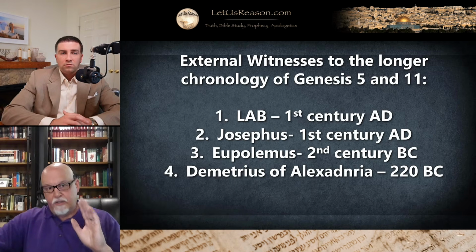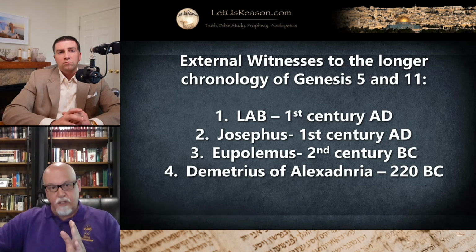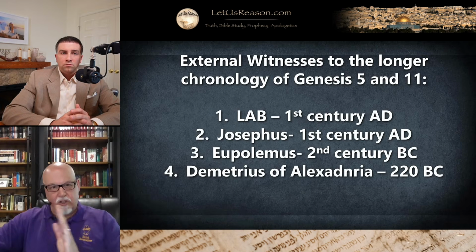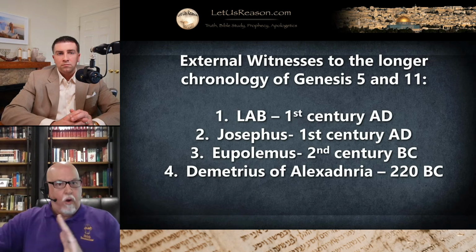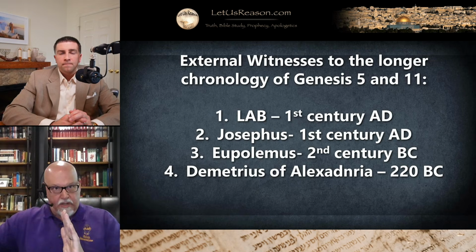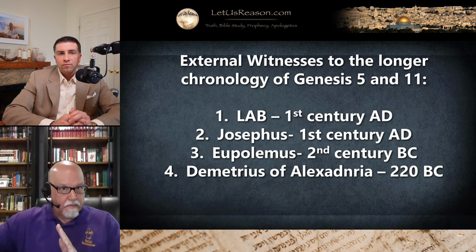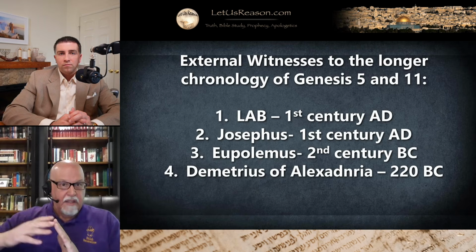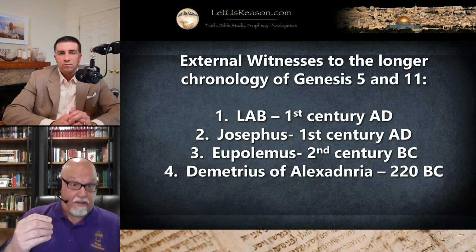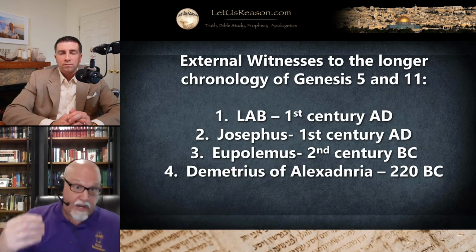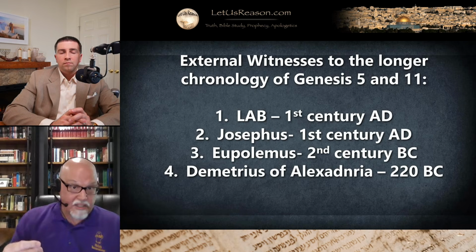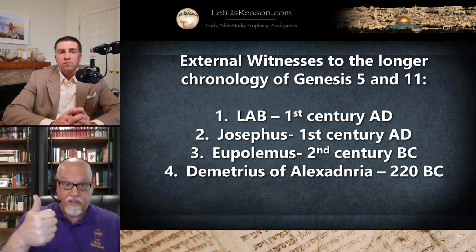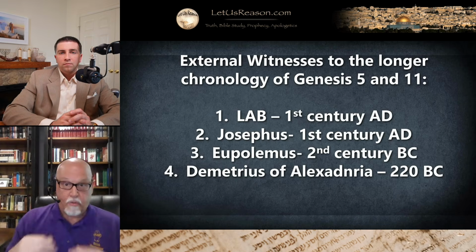In my judgment, based on all the evidence, the destruction of the temple kind of serves as a line of demarcation with the historical evidence. All of a sudden, in the 2nd century, the shorter chronology starts showing up. That's fundamentally what we see happening. And so that's important. A way to test the theory is to look at these pre-temple witnesses. What did they say about Genesis 5 and 11? What did they write as far as the individual numbers or an overarching chronology? What do they have to say?